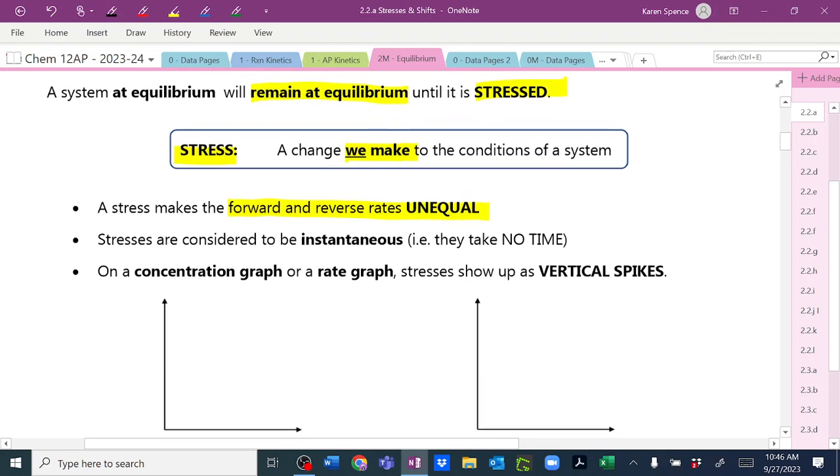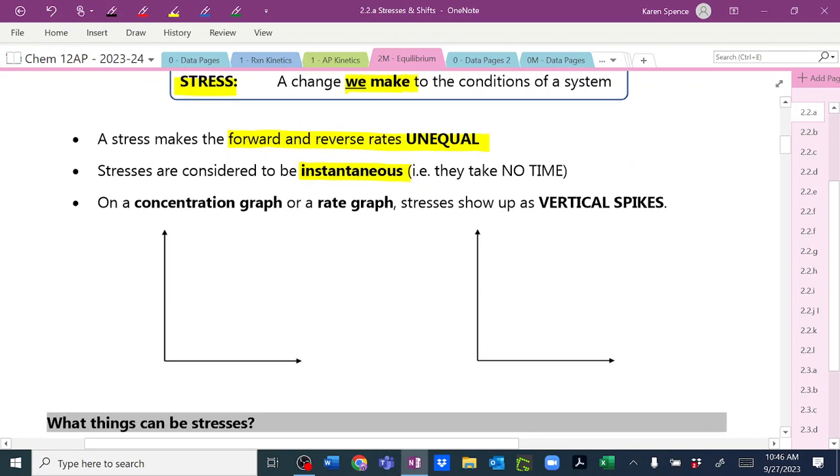Stresses, when we are graphing them, are considered to be instantaneous, even though in real life they are not instantaneous. It makes graphing them much easier. So if something takes no time at all, how does that work on a graph? Straight up and down, yes? Okay. So on a concentration graph or a rate graph, these stresses will show up as vertical spikes.